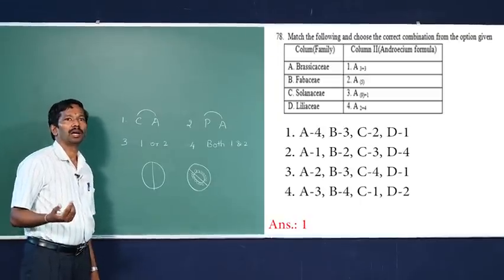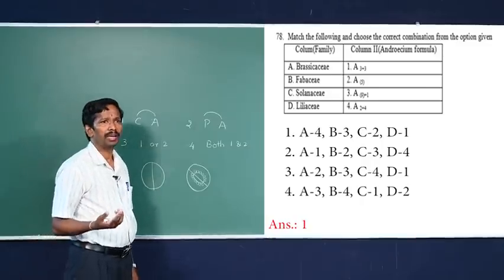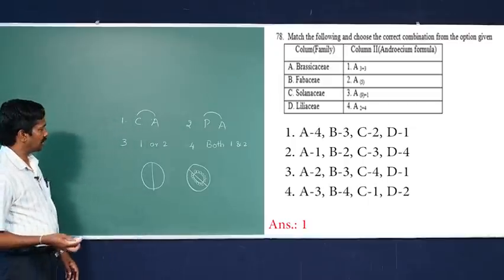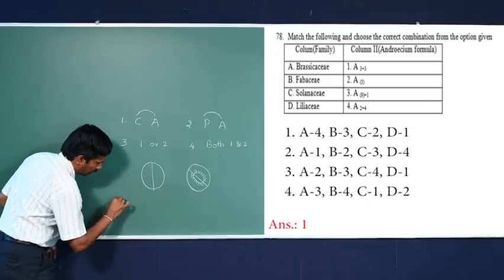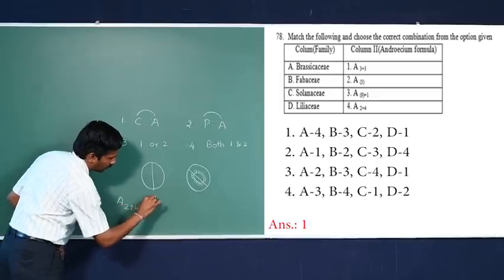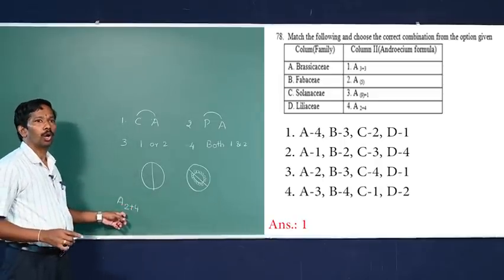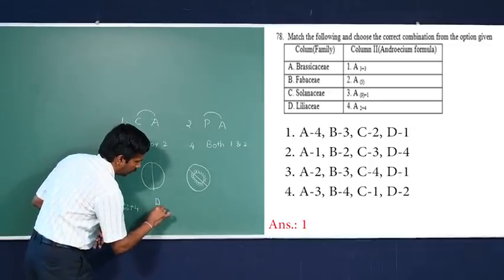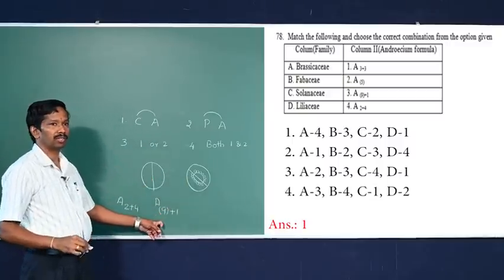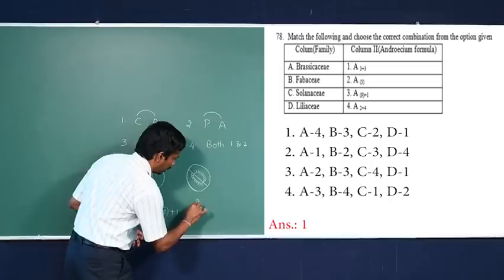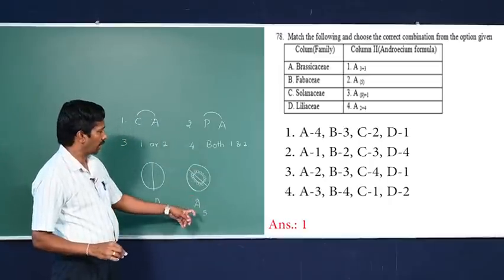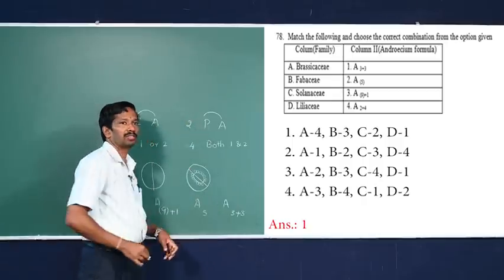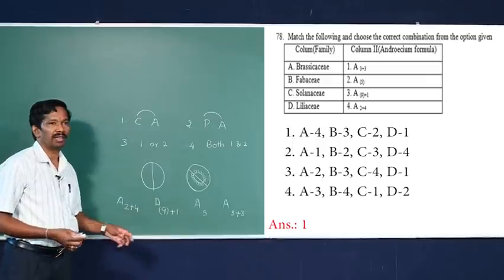78. Match the following with the combinations of androecium with families Brassicaceae, Fabaceae, Solanaceae and Liliaceae. Brassicaceae, that is mustard, A2 plus 4 in the case of mustard, so that option is 1, A4. Fabaceae, it is A9 plus 1, diadelphous condition, and Solanaceae, it is A5, free stamens, however epipetalous stamens, and in Liliaceae A3 plus 3. The answer is 1 for question number 78.